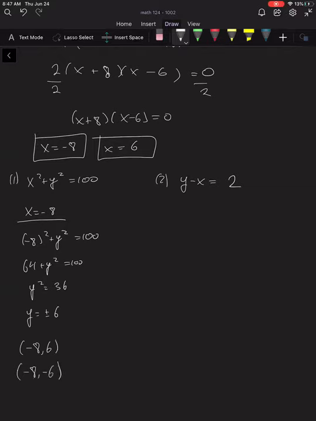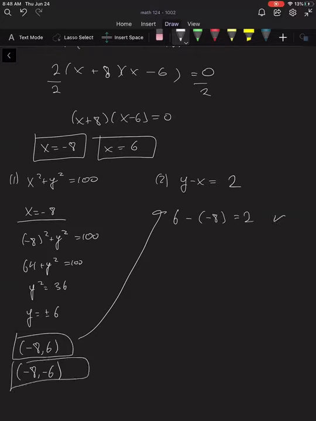However, if this was a solution, it also has to work for this other equation over here. So let's try this one out. y minus x, y is 6, x is minus 8, so minus minus 8. So that does equal 2, so that's good. But let's try the second one. So y is minus 6.